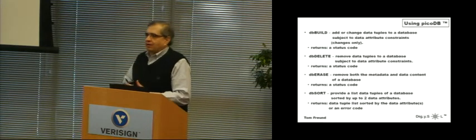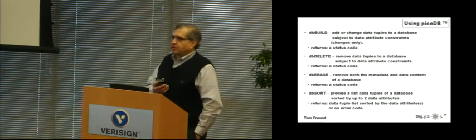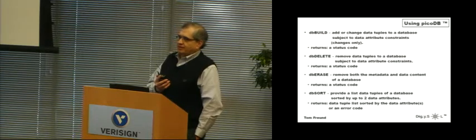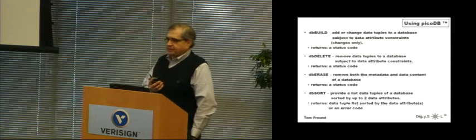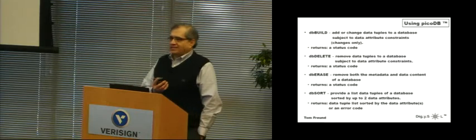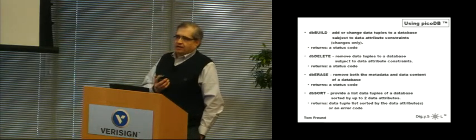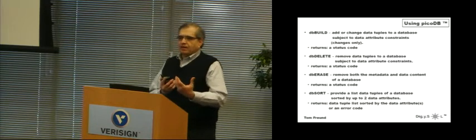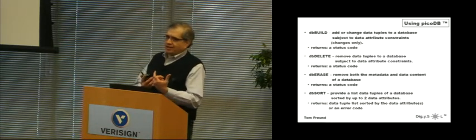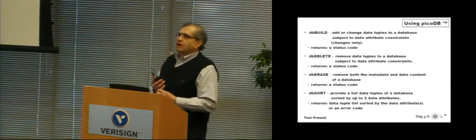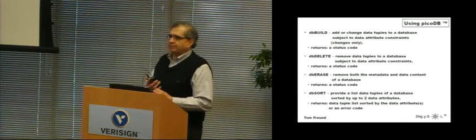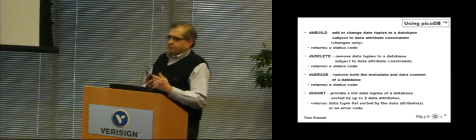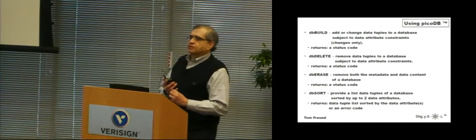If I want to add or update a database, I will use a function like dbbuild, which allows me to add or change data tuples in a database subject to data attribute constraints. If I want to add one, I simply supply a particular key that I want to store with, because it uses a key to store the tuple into the database, and it returns a status code as to how that operation went. I'll give you examples in a little while to see what that looks like.